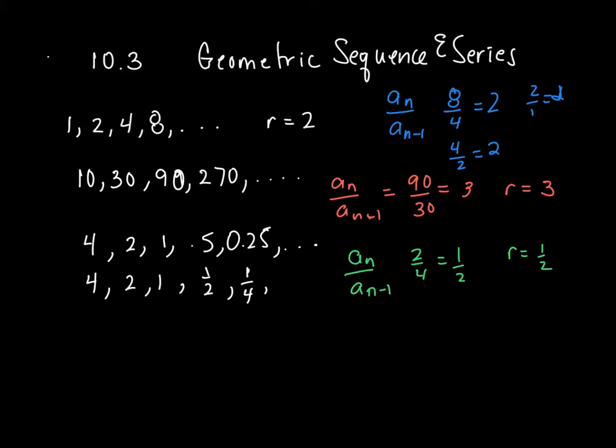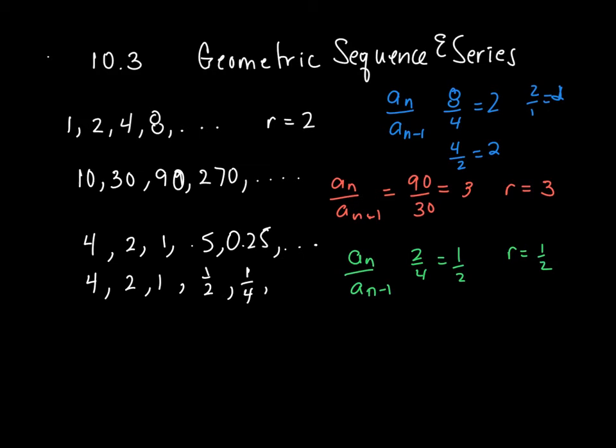What you will see is that if the sequence is increasing, the ratio will be a number larger than 1. The absolute value of the ratio will be larger than 1. And if the sequence is decreasing, then the absolute value of the ratio will be between 0 and 1.